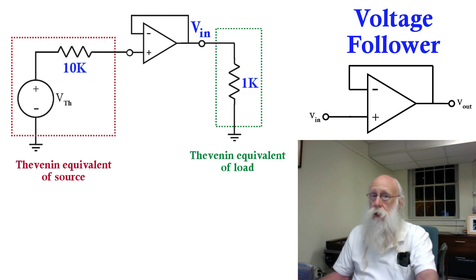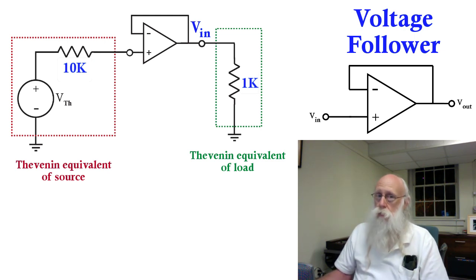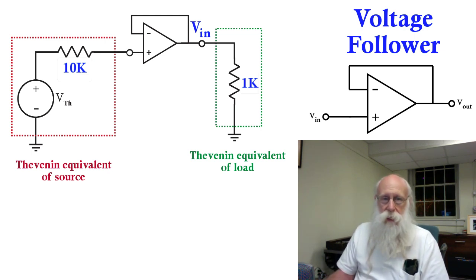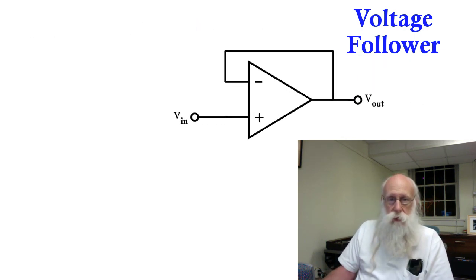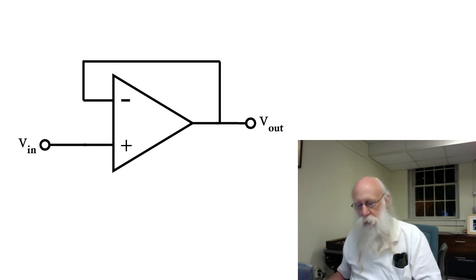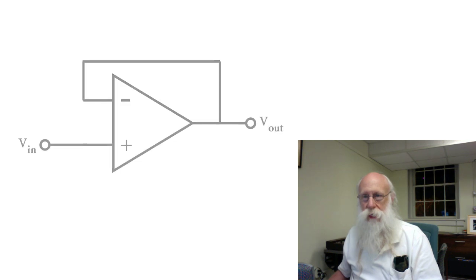This is really quite important. It's very simple, but it's really quite useful. We'll see some more specific applications of this circuit later. By the way, this circuit is called a voltage follower because the output follows the input. So the voltage follower, a really useful circuit.